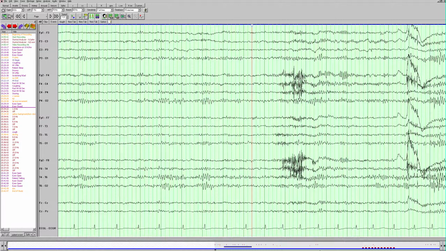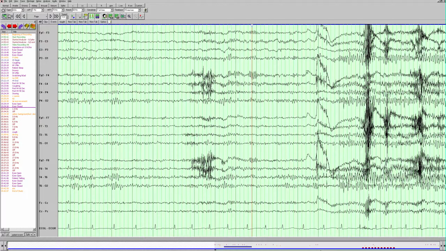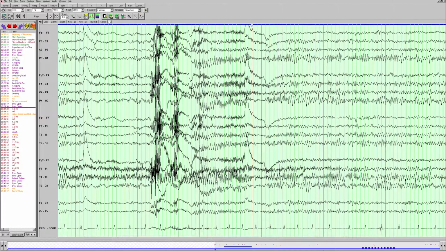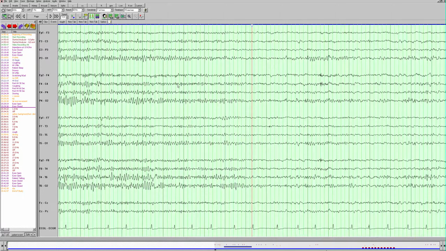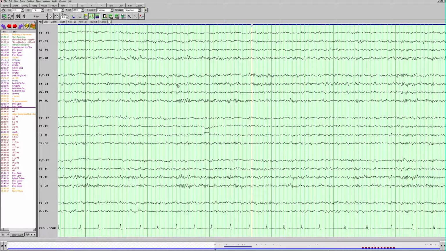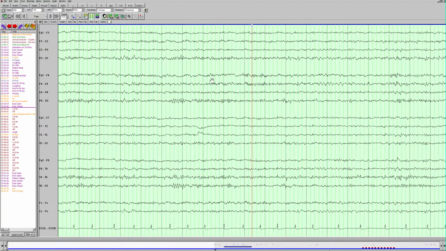This is muscle artifact here. And again, some muscle, looks like chewing. The patient is chewing here or clenching the teeth. And this is more drowsiness. This is a nice picture of drowsiness.